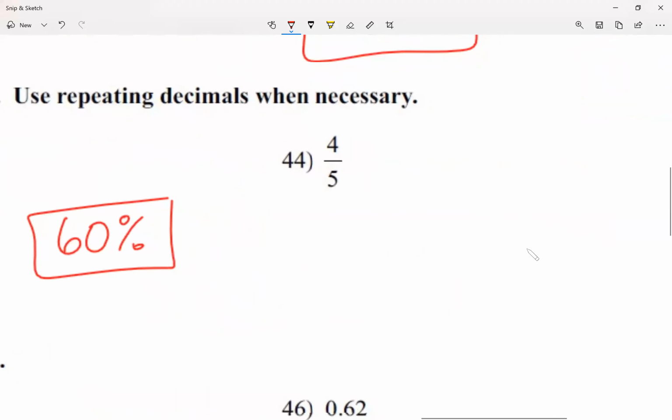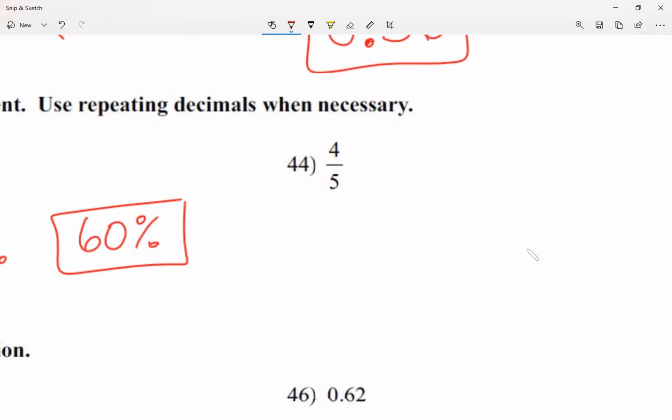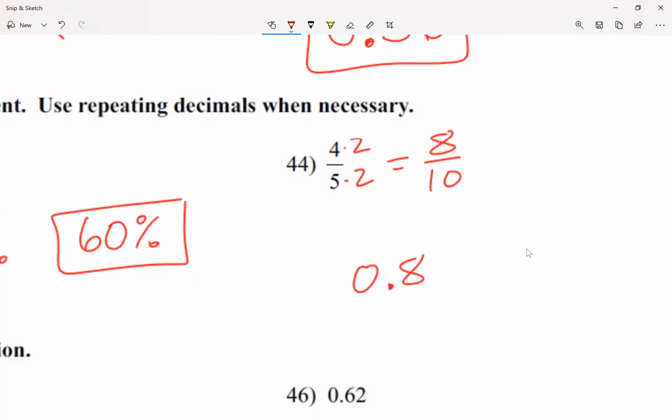All right, so let's take a look at number 44. I'm going to use the denominator method on this one as well. We could divide 4 divided by 5, but I'm going to use the method. I'm going to multiply this by 2, so it gives me 8 over 10. So I write my 8, one decimal place. As a decimal it is 0.8. Matter of fact, 0.80. I need to move this 2 places to the right, so 0.80 basically becomes 80%.